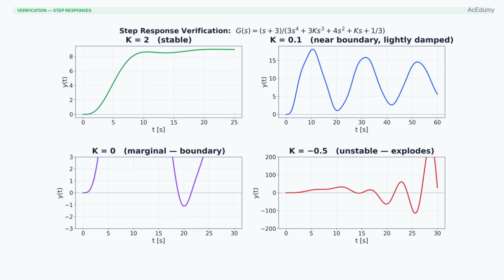Bottom right panel, k equals minus 0.5, below the boundary. The denominator now has a coefficient of the wrong sign and the response explodes. The curve runs off the chart, strongly unstable as predicted. 4 data points, 4 matches. Routh-Hurwitz delivered the right answer without ever computing a single pole.